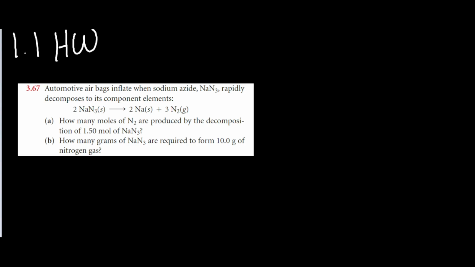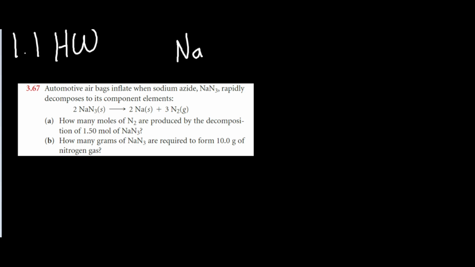All right, 67, last problem. I'll be going over parts A and B. There's also part C, but that wasn't on the homework. So anyway, this is just saying that sodium azide decays into sodium and nitrogen, and it gives the equation too. Part A is asking for the moles of nitrogen when 1.5 moles of sodium azide are decayed. This is a pretty simple problem. All you're going to be doing is your molar ratios.